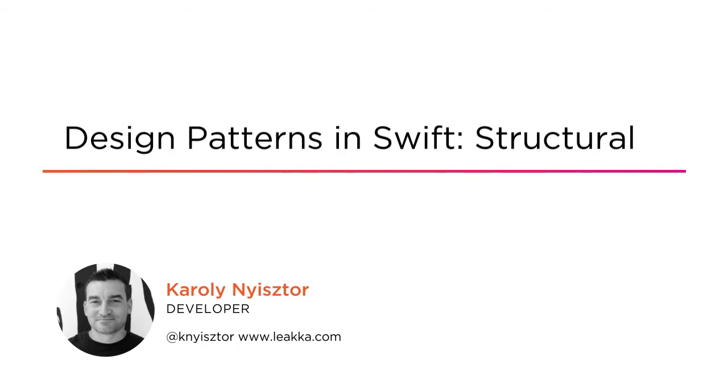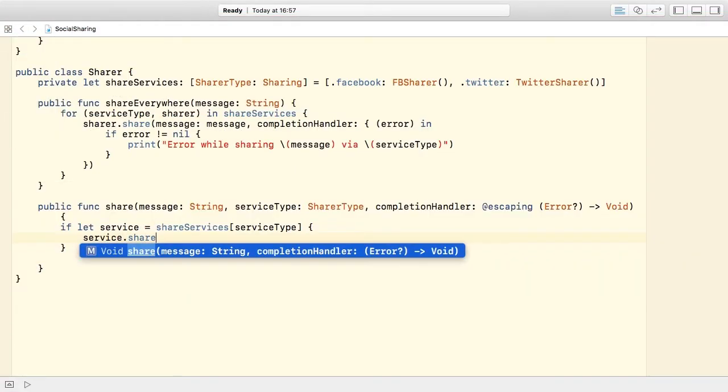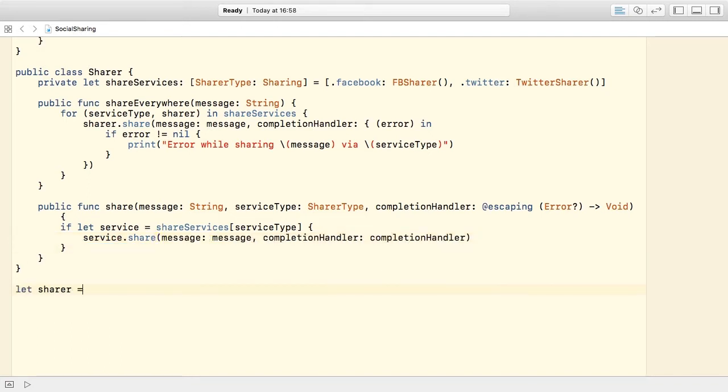I am a software engineer and a professional iOS developer. This course is an overview of the structural design patterns and the way they are implemented using Swift 3. This is actually the second part of a series of courses on design patterns in Swift.